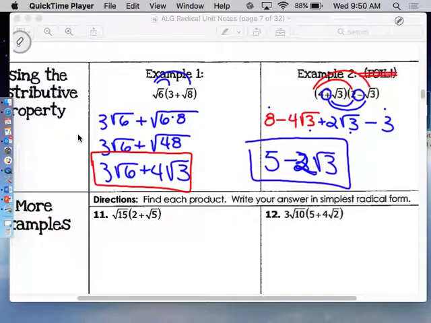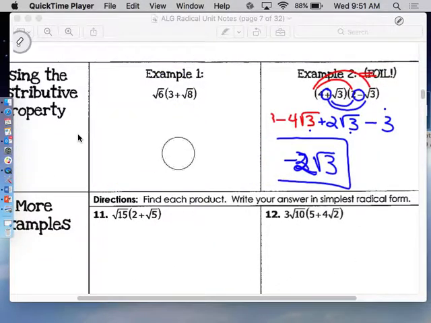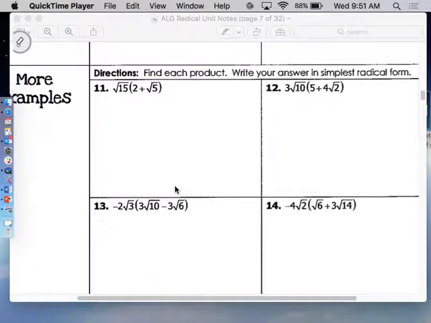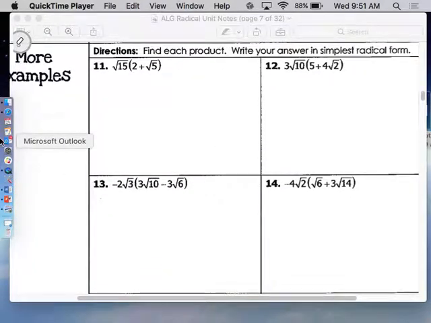Let's do some of the examples in the problem sets. Let's look at number 12. And number 12, notice that I've got 3 radical 10 sitting on the outside. So I'm going to multiply the 3 on the outside times the 5 on the inside, since they are both rational numbers. So that's going to give me 15 radical 10.